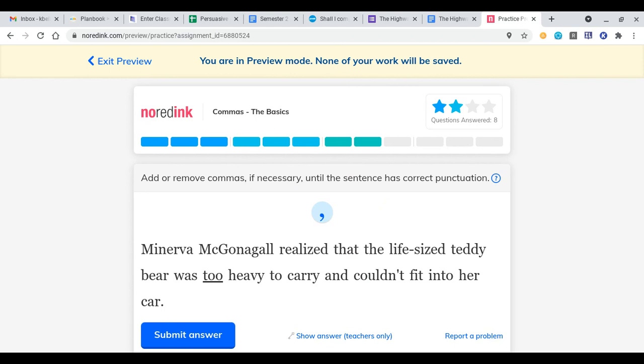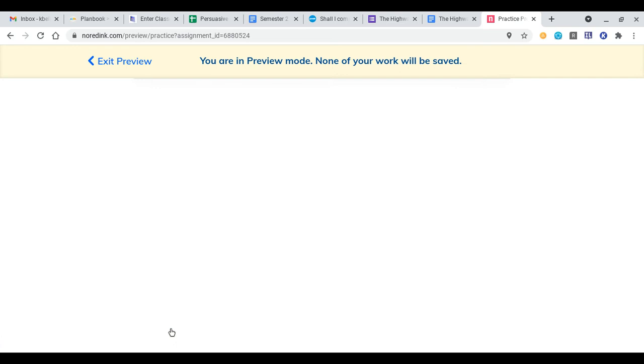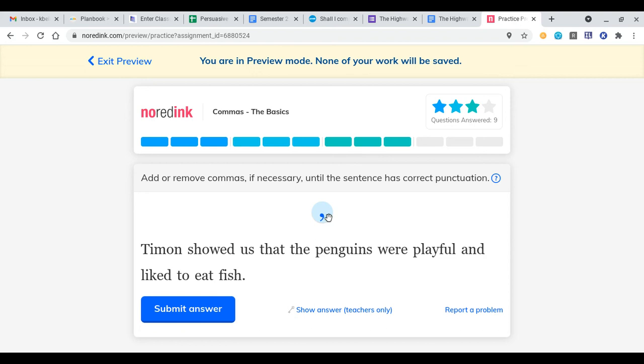Minerva McGonagall realized that the life-sized teddy bear was too heavy to carry and couldn't fit in her car. So this one doesn't need anything. It all flows the way it is. We have our conjunctions in the right place, so we don't have to do anything to that sentence. Timon showed us that the penguins were playful and liked to eat. I think that one's fine as well.